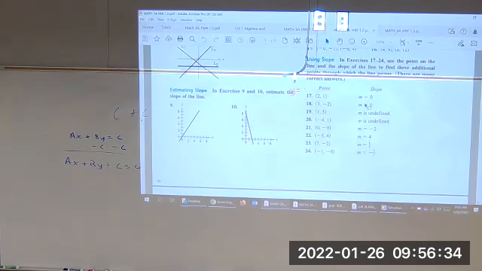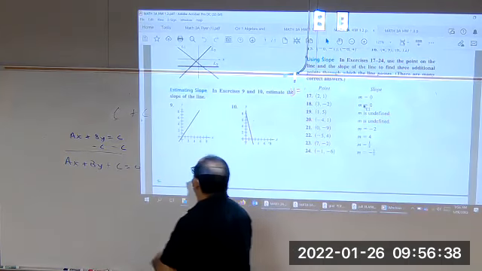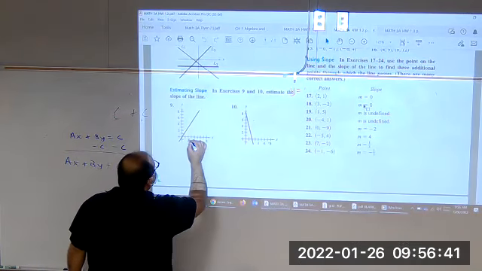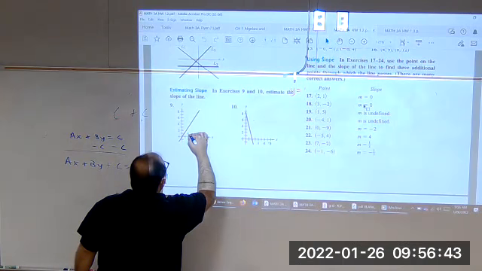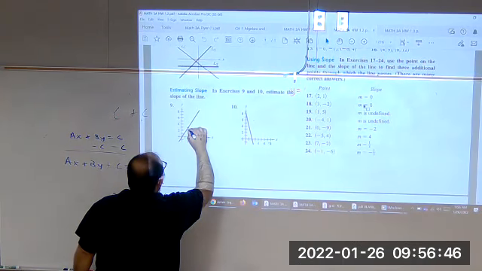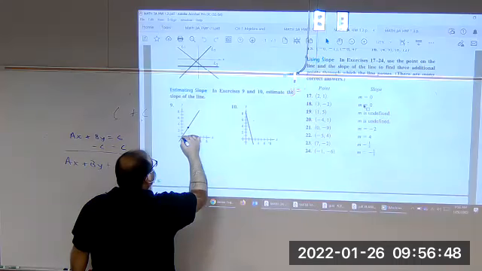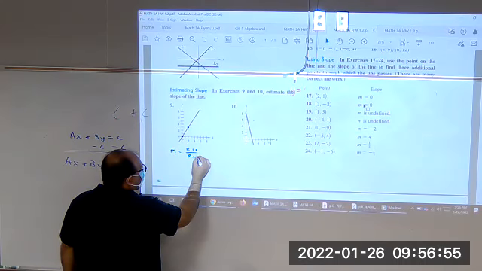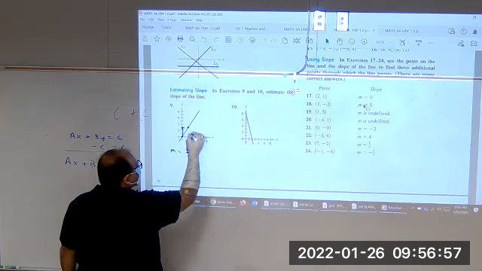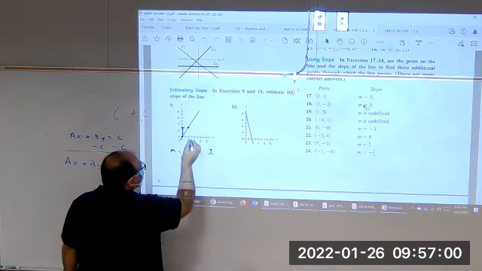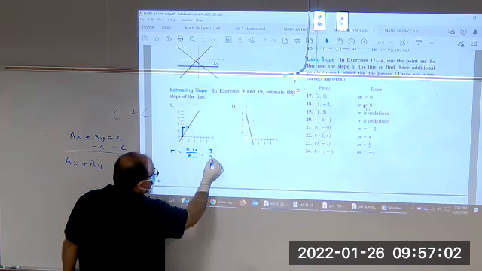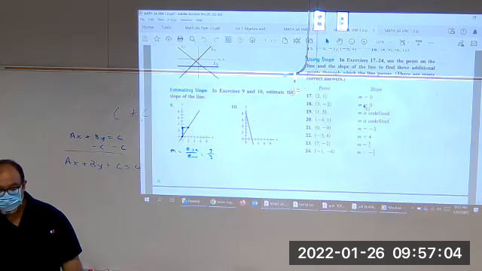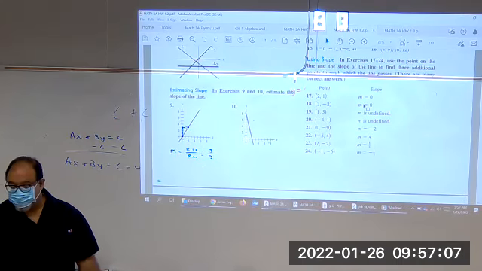Number 9, estimate the slope. They don't give you any points, but you can estimate because you know rise over run. If I estimate, let's see, I'm right about here. And you don't even have to use the slope formula. How about just rise over run? The rise is up 3, and the run is over 2. That's what they mean by estimate.